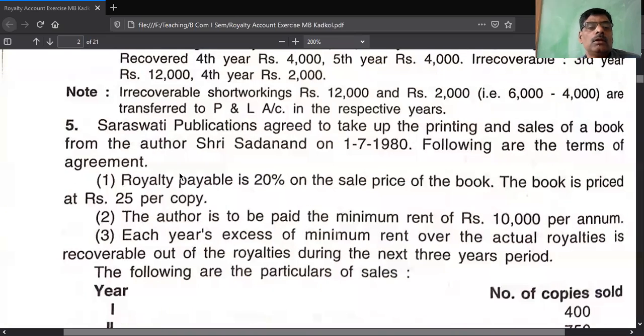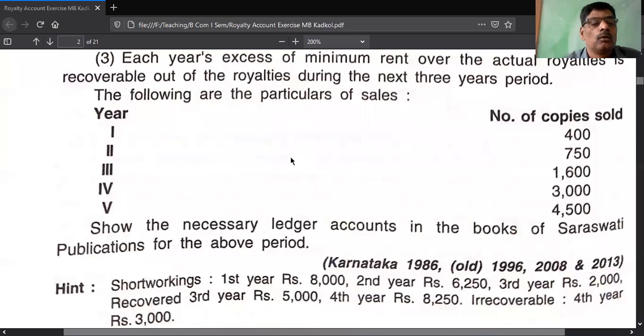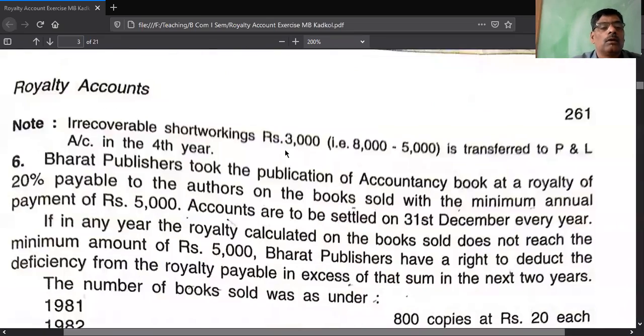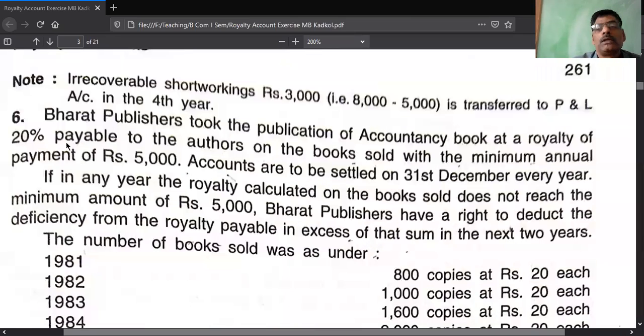Fourth one. Fifth one, Saraswati Publication. Saraswati Publication, I already solved this problem. 20% of the sale price of the book. Okay, this problem is already solved. Fifth one. And example number 6.